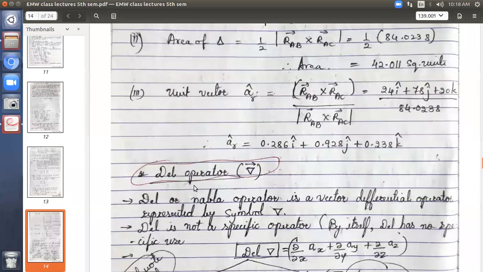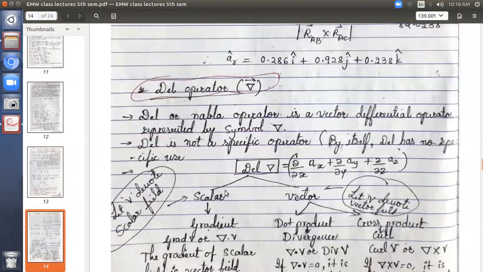It is just like plus, minus, multiplication and division operators, but individually, just like those operators, it does not have any meaning specifically. It should always be associated with either a scalar or a vector. If it is used along with a scalar, we call it gradient. Del v is a scalar field, and the gradient of a scalar gives us a vector.